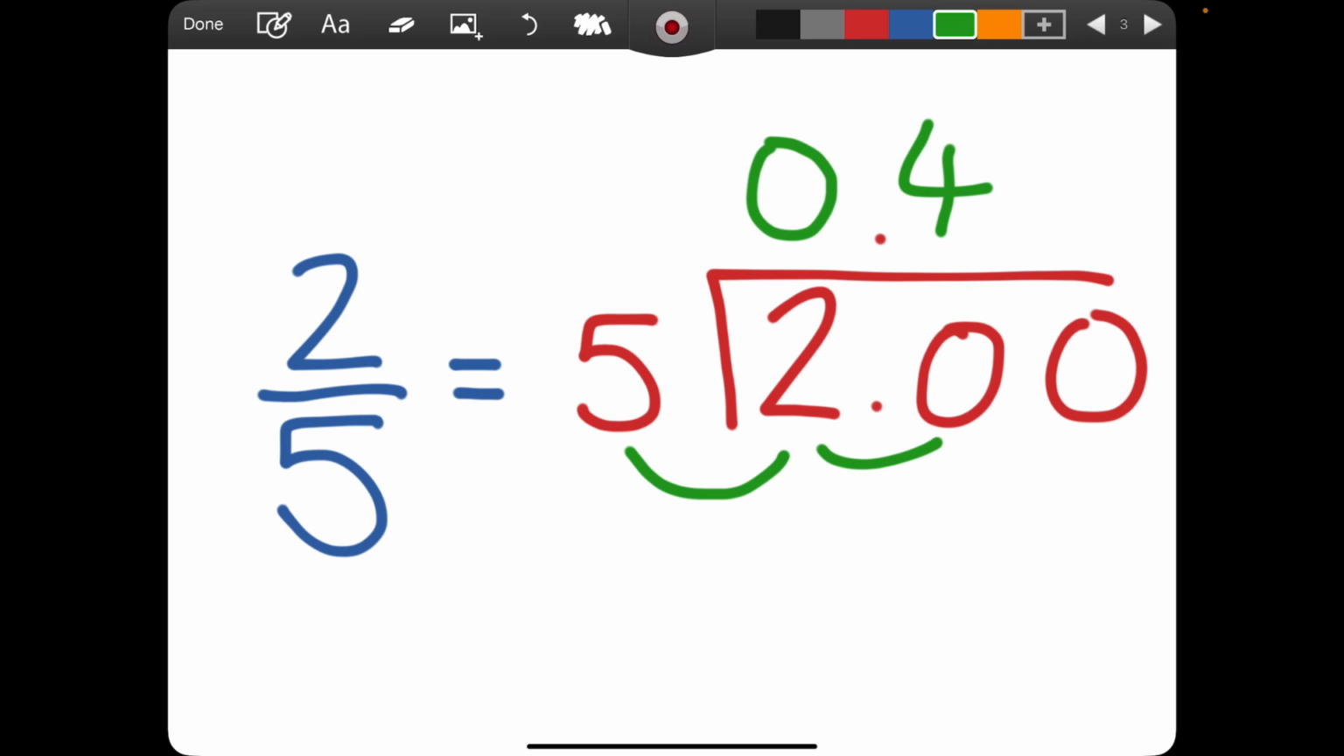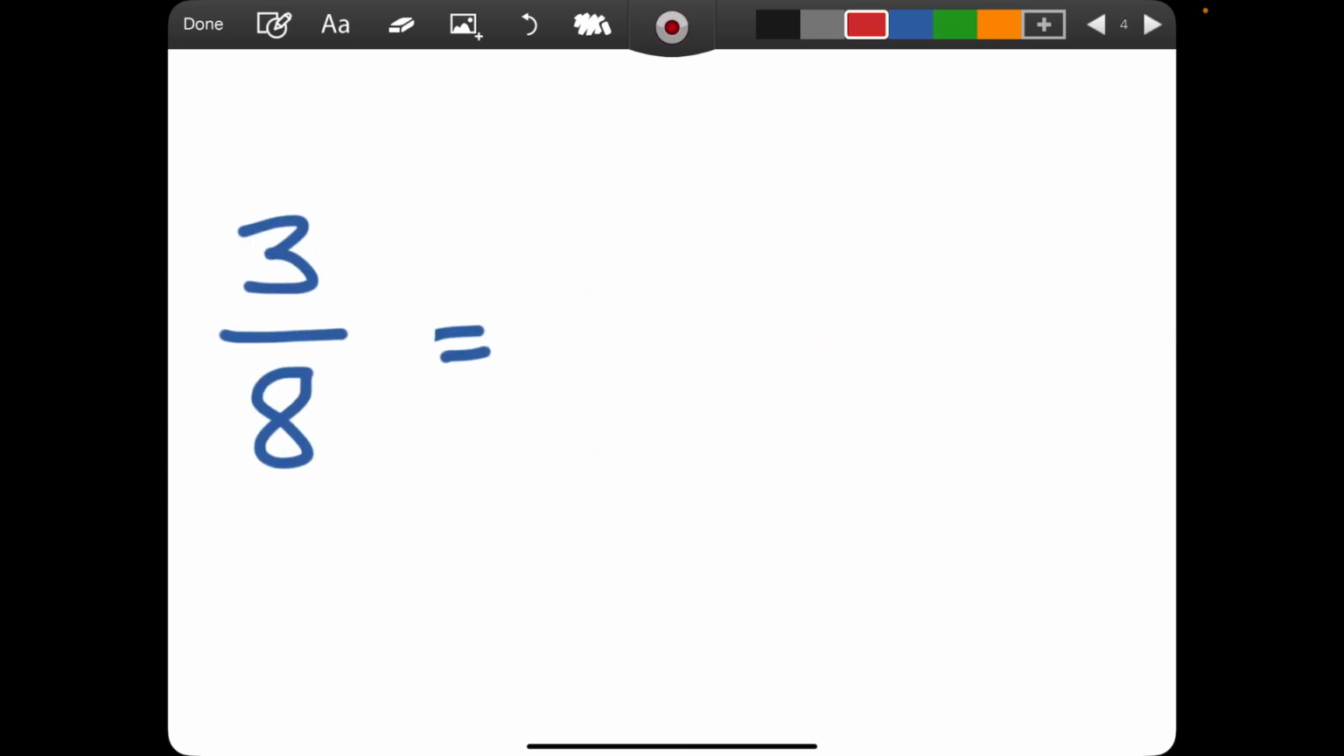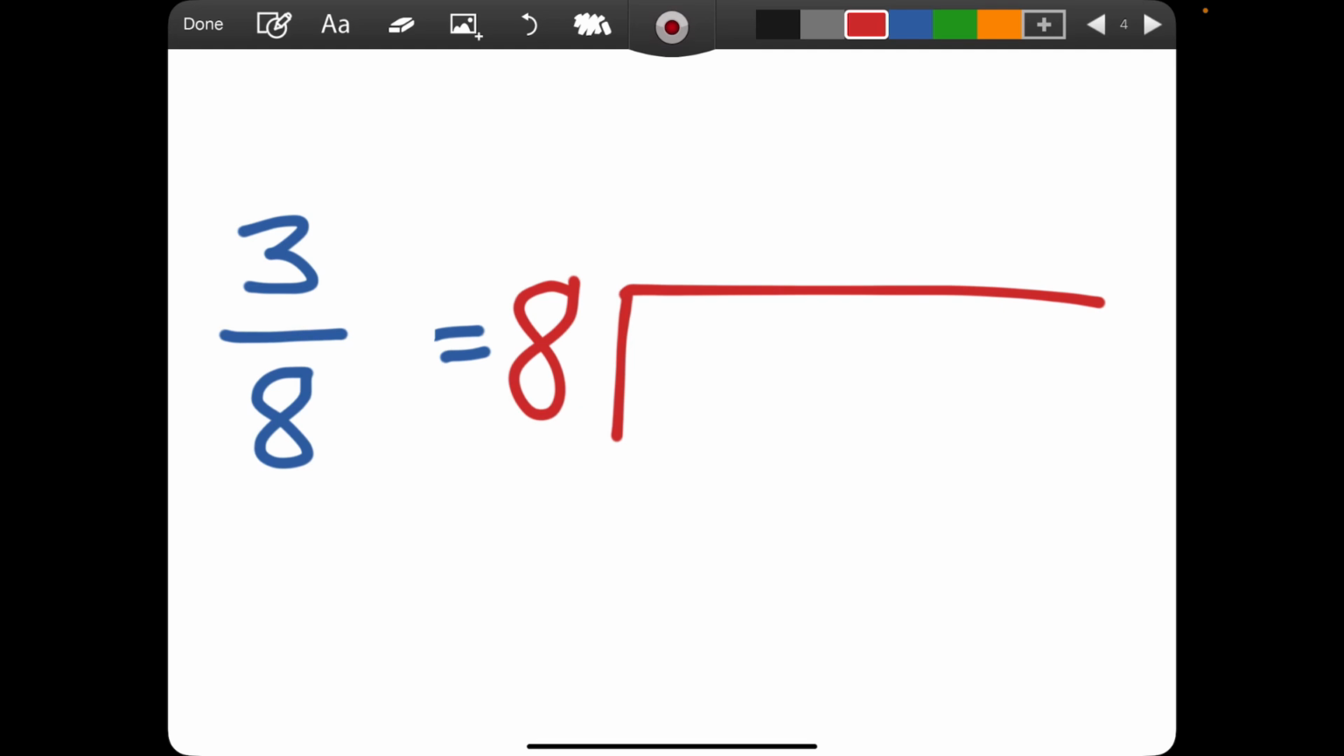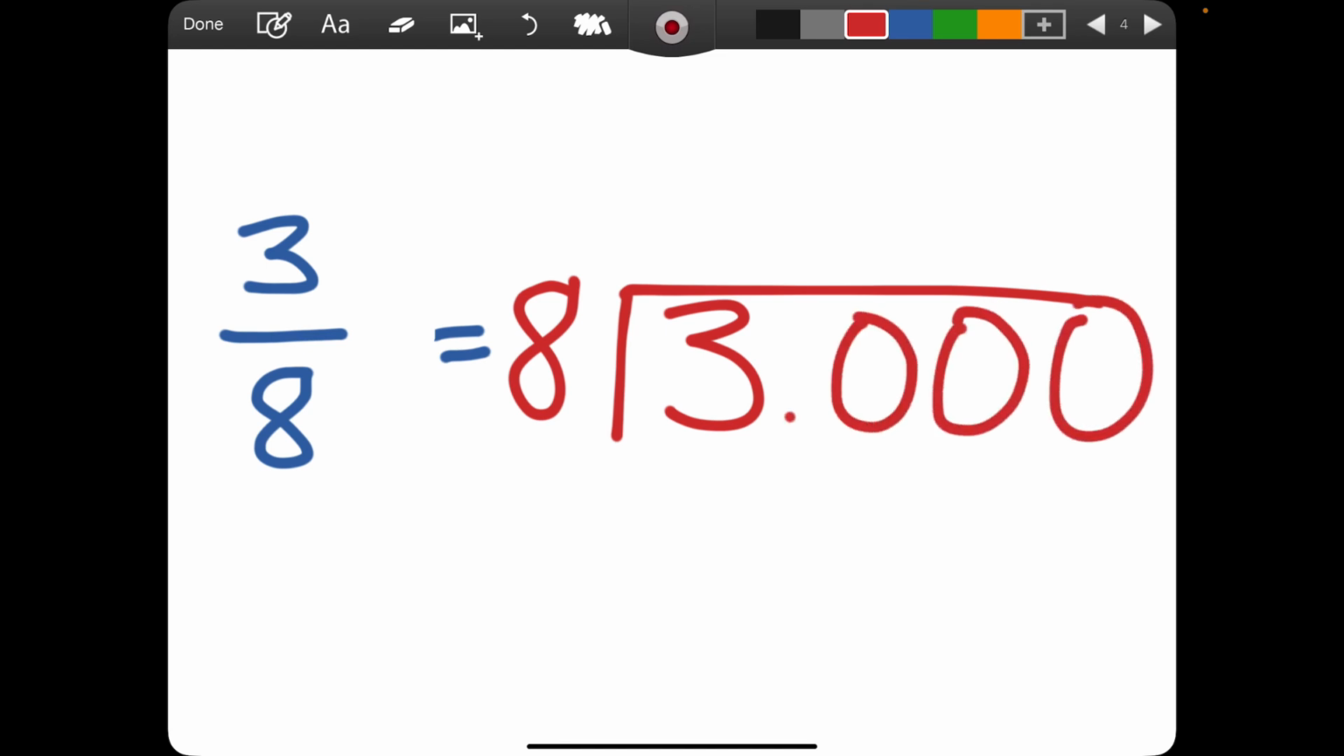Let's look at the next example. What is 3 over 8, or 3/8, as a decimal? Let's get our bus stop method going again. Put our denominator, our 8 here, and see how many times 8 goes into 3. Don't forget your decimal. Let's put a few zeros after it as well. There we go.